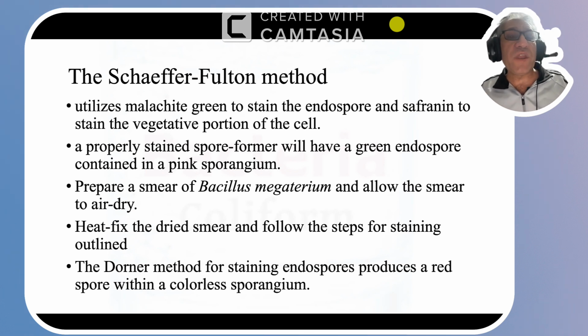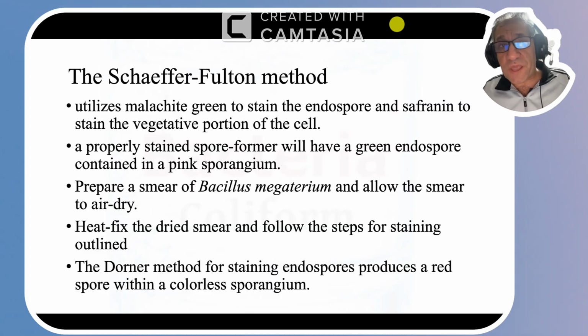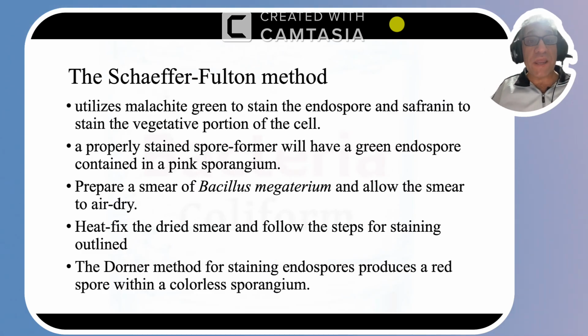Three solutions are important in our method, of course. So the name of our method is the Schaeffer-Fulton method. Malachite green stains the endospore, and safranin will stain the vegetative portion of the cell, as I said, the protein coat of the cell.